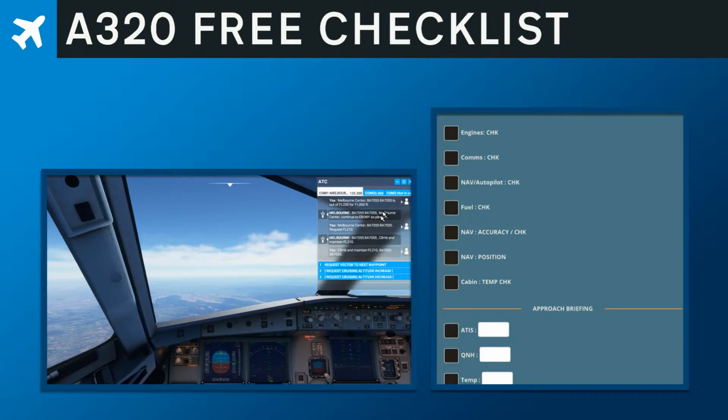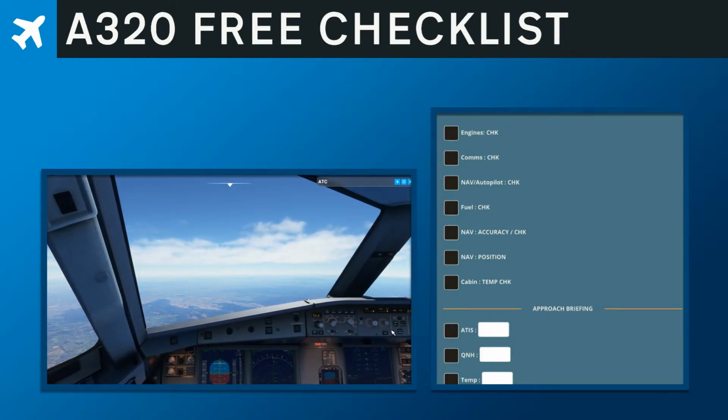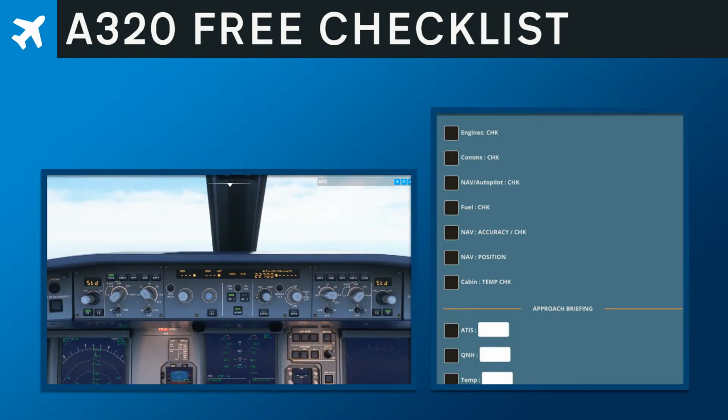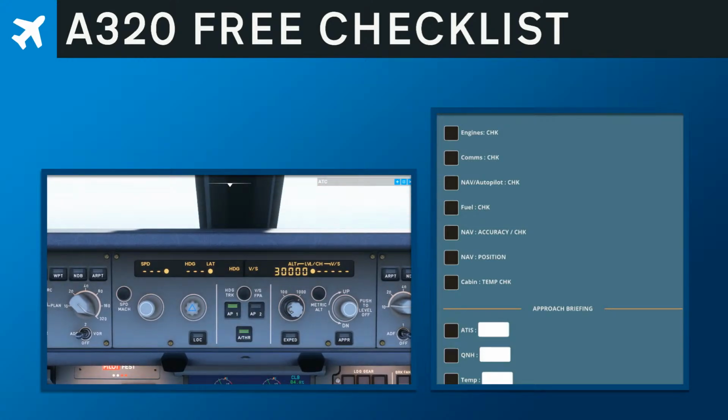Right, well, we are climbing as per the SimBrief flight plan. So we need to go to another 10,000 feet. Need to change that actually. Right, let's get this right. So thousands and up to 30,000 feet. There we go. And we'll continue that climb.